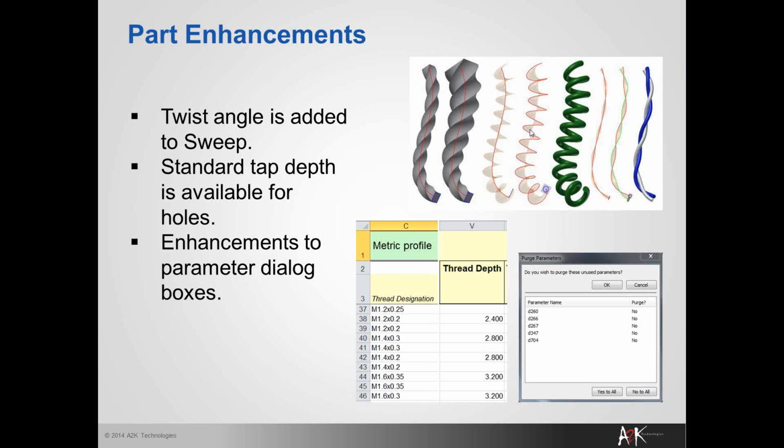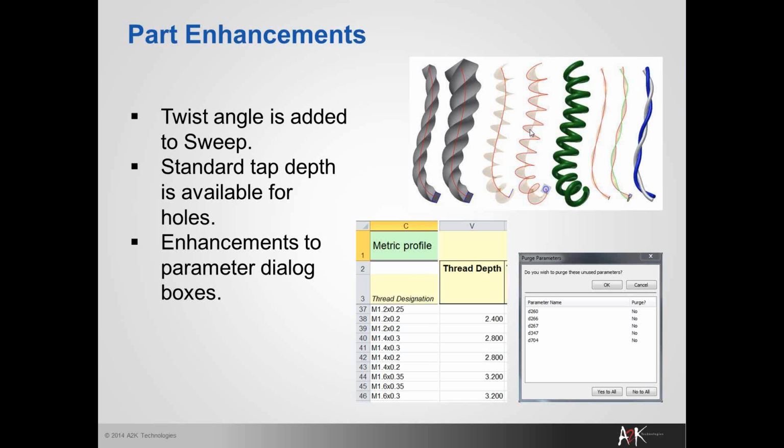Standard tap depth has been set in the thread XLS file for your holes. So regardless of what standard you're creating your holes from, there's a new column called thread depth inside the Excel spreadsheet that sets what the standard tap depth is for those standard hole sizes. So obviously you can go in and change those as you need to, but at least now they've been preset, so you're not leaving that all up to the designer to control.